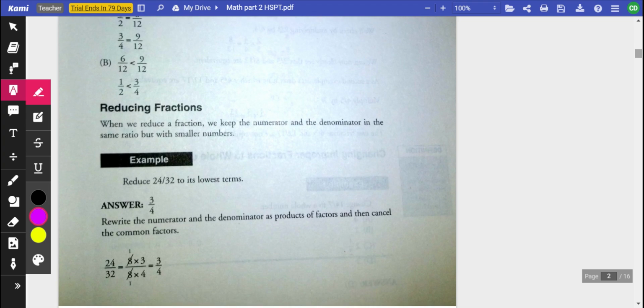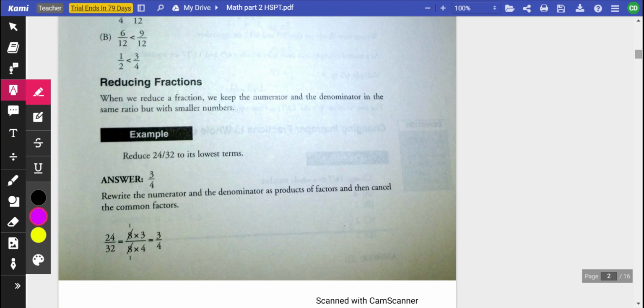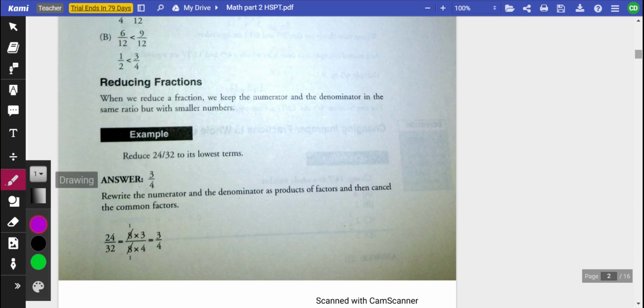Okay, then our next part is reducing fractions. When we reduce a fraction, we keep the numerator and the denominator in the same ratio, but we make them smaller numbers. So we keep them in the same order they're in. So in this case, if it is 24/32, we're going to leave them in that order. It's going to be 24/32, but we need to reduce it to its lowest terms.